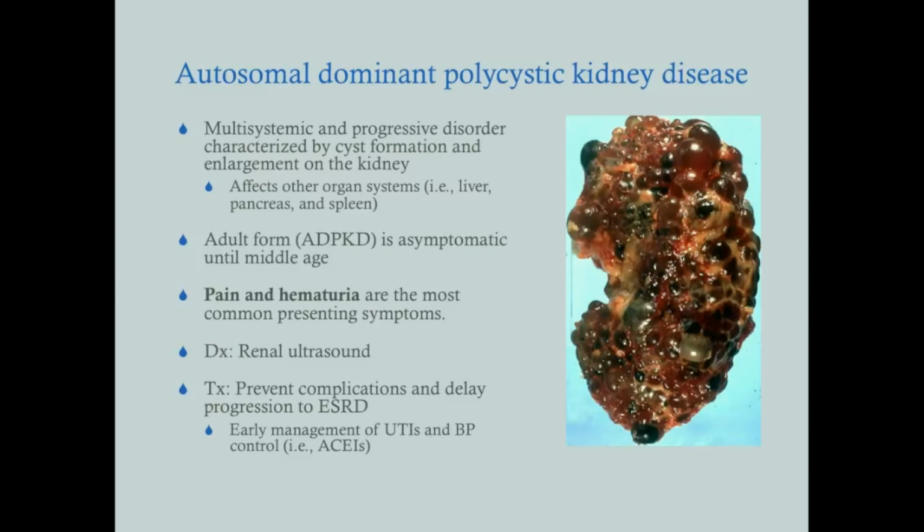The most common presenting symptoms are typically related directly to the cysts. The cysts themselves can cause pain. They can also rupture or become secondarily infected, and that can cause pain. You can also get some bleeding from the cysts, which can result in microhematuria, or it can result in gross hematuria. Okay, but either way, hematuria is going to be one of the things that we look for with autosomal dominant polycystic kidney disease.